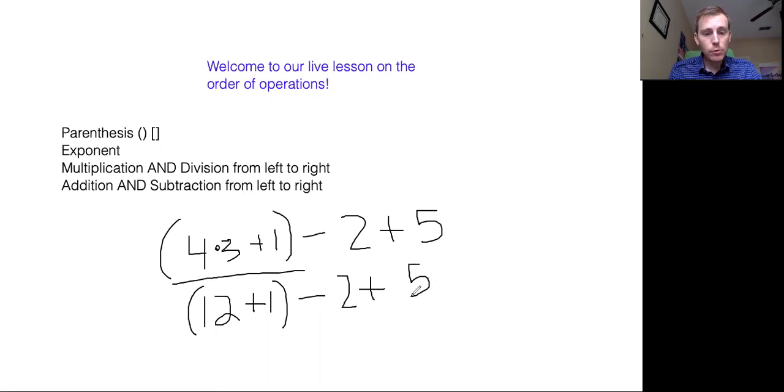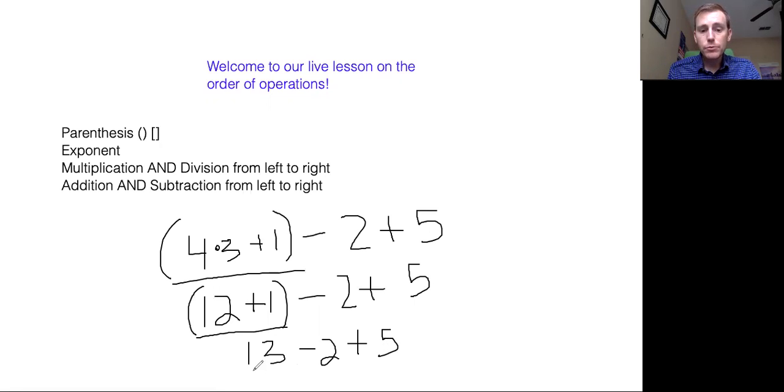Next, I'm going to look at my order of operations again. We start. Do I have parentheses? Yes, I do. I have my parentheses 12 plus 1. That gives me 13 minus 2 plus 5. All right, I don't have any more parentheses. I don't have any exponents. I don't have any multiplication and division. Now I have addition and subtraction from left to right. Remember, addition and subtraction, same step, whatever comes first, left to right.